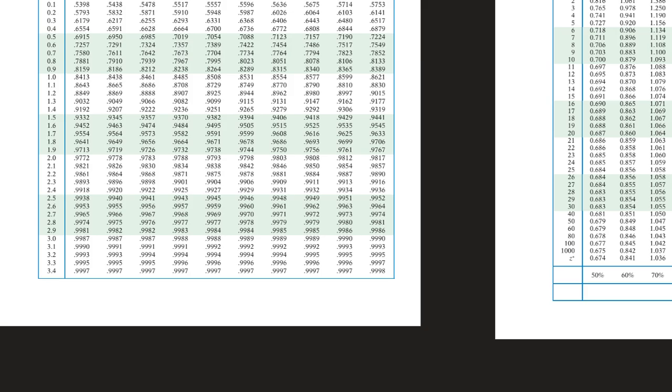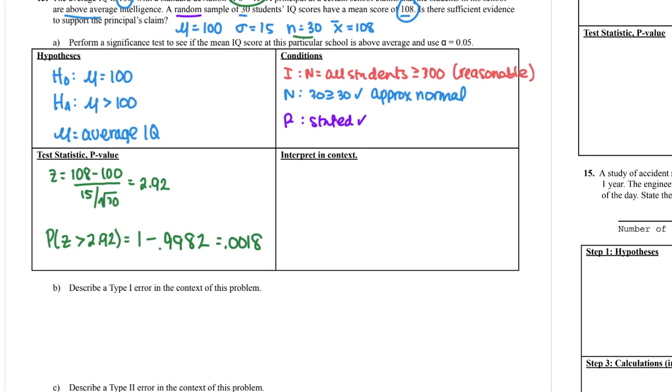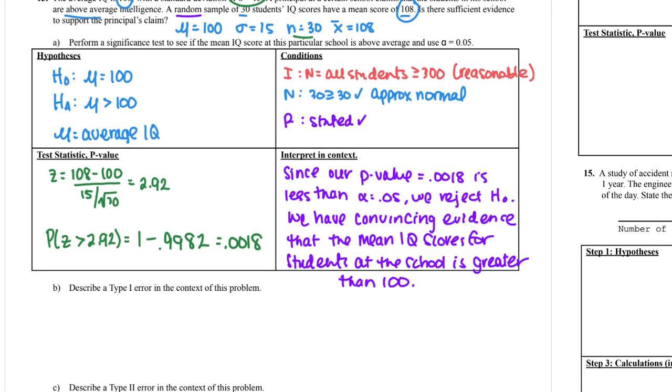All right, here's our z table. So 2.92 is going to be this value right here, so 0.9982. So it's going to be 1 minus 0.9982. So that's going to be 0.0018. All right, so now for our conclusion in context. Since our p-value 0.0018 is less than alpha of 0.05, we reject our null hypothesis. We have convincing evidence that the mean IQ score for students at the school is greater than 100.